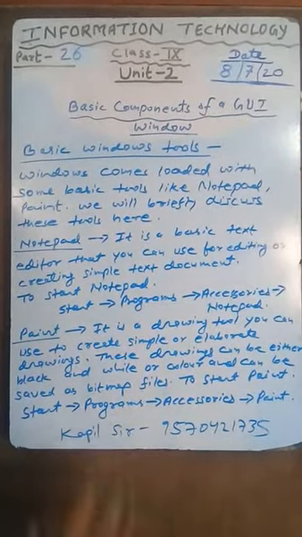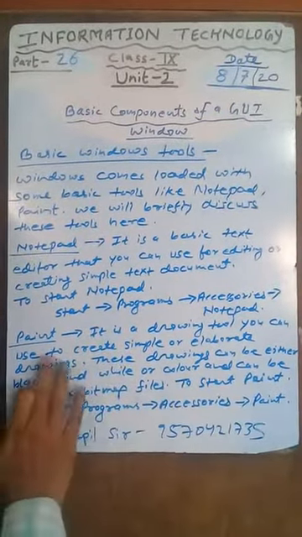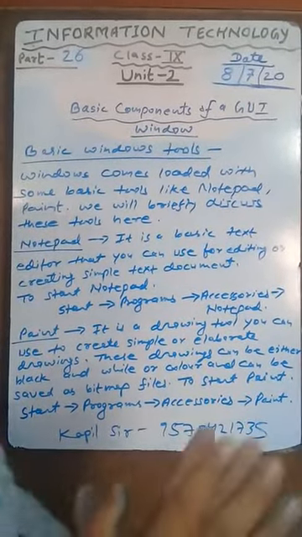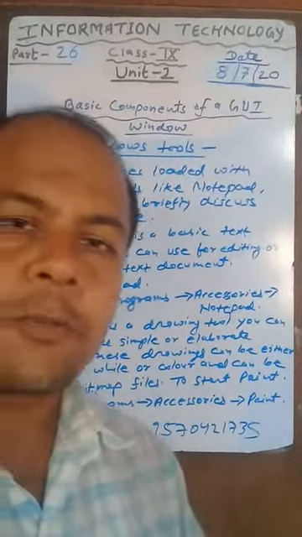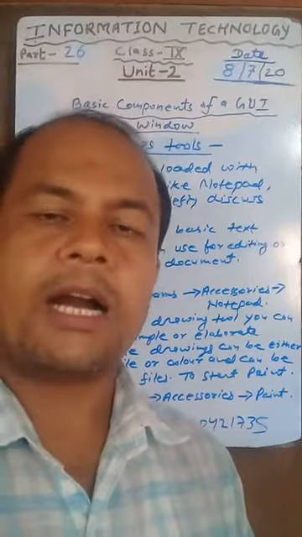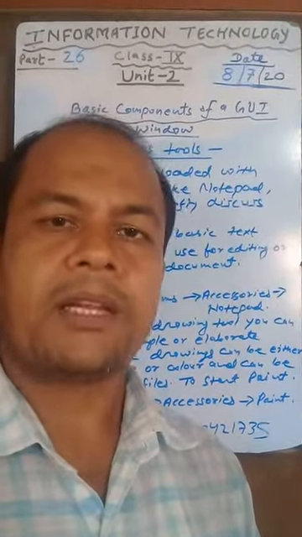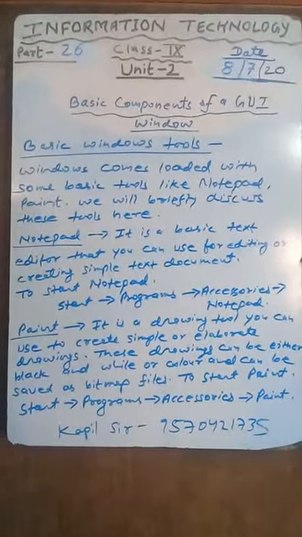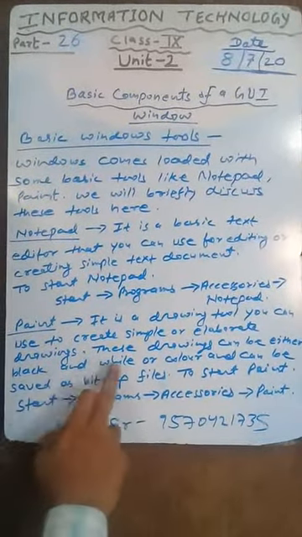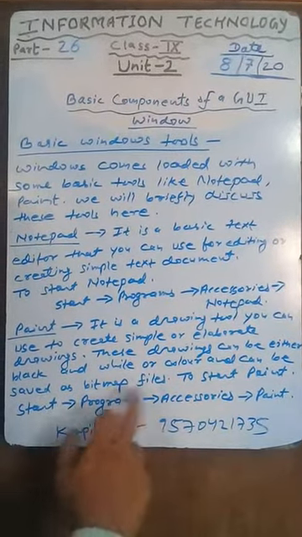Now our next point is Paint, that means MS Paint. It is a drawing tool you can use to create simple or elaborate drawings. Within MS Paint, we can draw different types of pictures and images, and give color and design. The drawing can be either black and white or color, and can be saved as bitmap files.